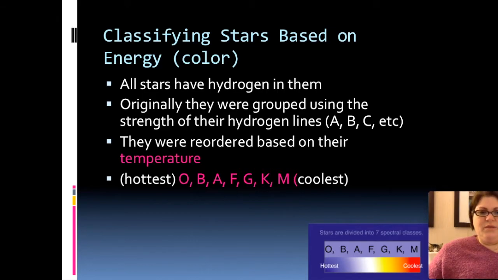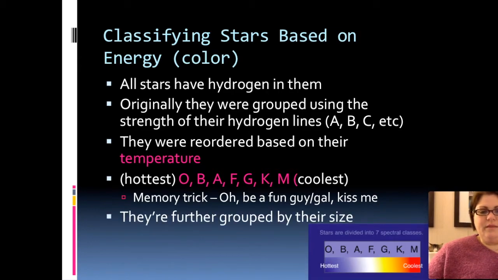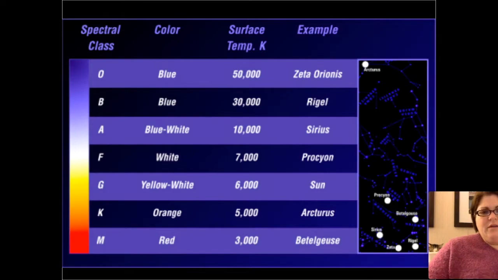Obviously that sounds really random, and so there's a memory trick, and that's O, be a fun guy or gal, depending upon your interest. So O, be a fun guy, kiss me. O being the hottest, the M or the me being the coolest. They can further be grouped by their size. We'll get into that later. So generally when we look at the stars, Rigel, for example, is one of the hottest stars that we can see from Earth, and that's in the B range.